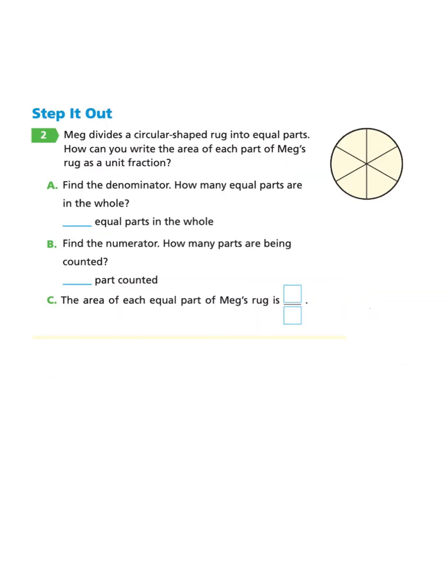Let's turn the page to 395 under Step It Out, question 2. Meg divides a circular shape rug into equal parts. How can you write the area of each part of Meg's rug as a unit fraction? Part A asks us to find the denominator. How many equal parts are in the whole? So we can count. There are 1, 2, 3, 4, 5, 6. So there are 6 equal parts in the whole.